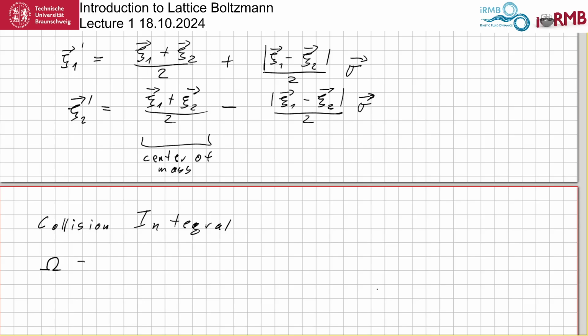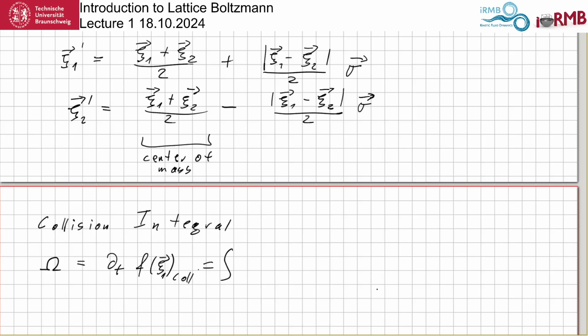So the collision integral, omega, is the change in the distribution function due to collision. There's also a change due to advection, but this is only due to collision. And this can be written down, and I'm sorry that this may not fit in a single line.